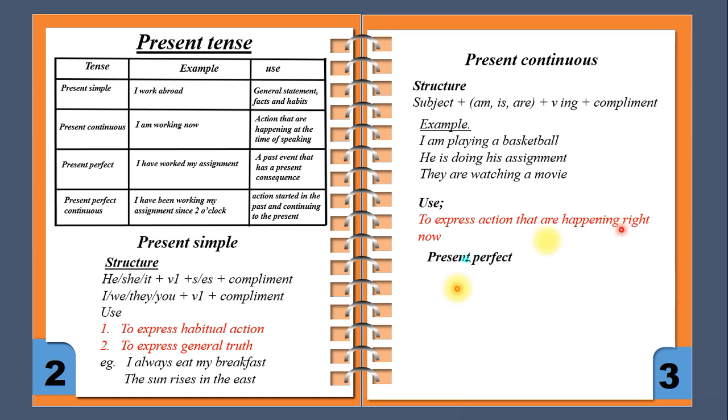The other one is the present perfect. Present perfect. A structure: subject plus has or have plus the third form of the verb or past participle simply plus the complement. Here, if the subject is singular, we use has. And if the subject is plural, we have to use have plus the third form of the verb plus the complement. Okay?